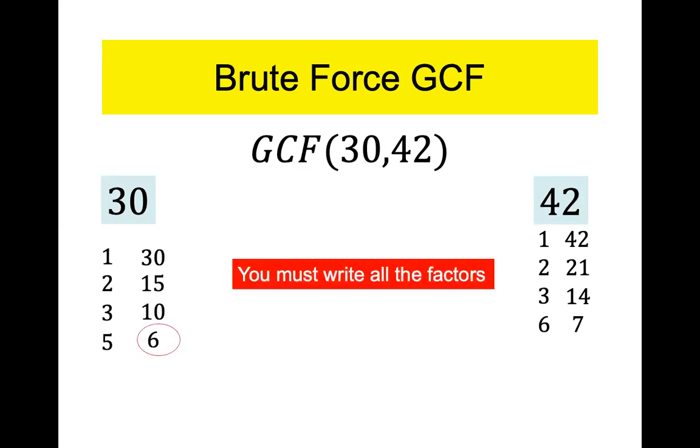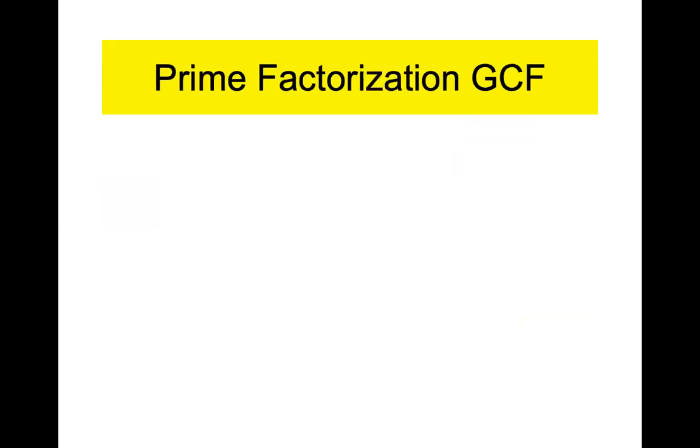So therefore the answer is 6. That's brute force. We just found that in the example she asked earlier, brute force, when the numbers are really large, isn't that fun? The more elegant way of doing this is prime factorization.